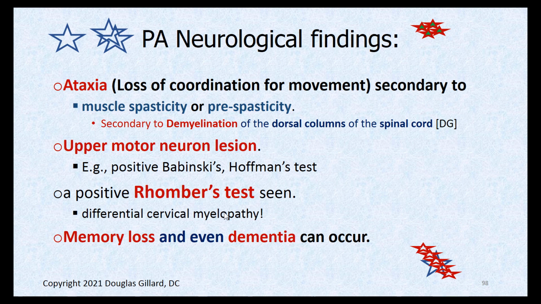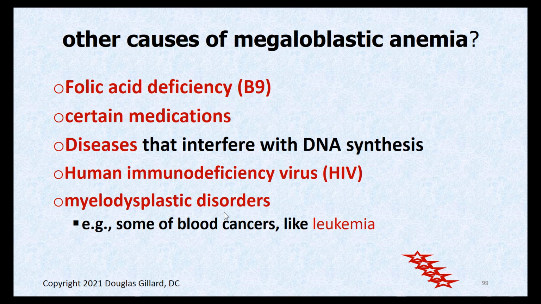What are some more neurological findings? Well, if their dorsal cord and dorsolateral cord is involved and demyelinated, they're going to have trouble with proprioception. They'll have trouble with balance, so they get an ataxia. Maybe even some spasticity. Maybe they'll have some upper motor neuron lesion signs. Their Hoffmans and their Babinskis will be positive. With the Rombergs, they're going to be dizzy. You can do Romberg's test. And maybe they'll have some dementia or memory loss starting.